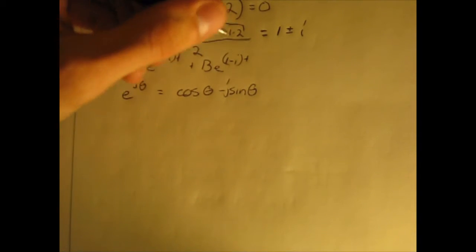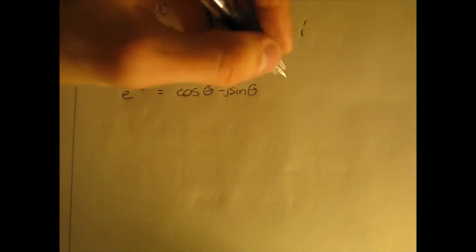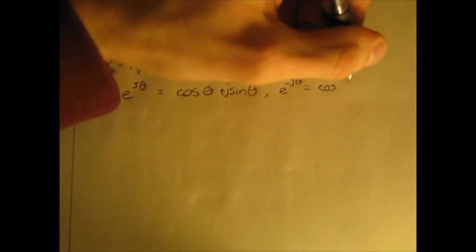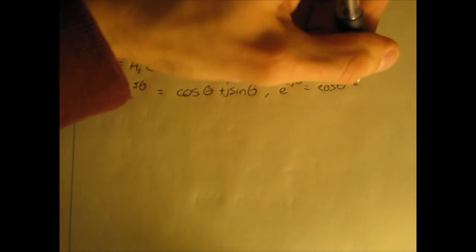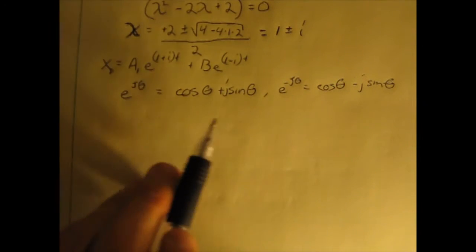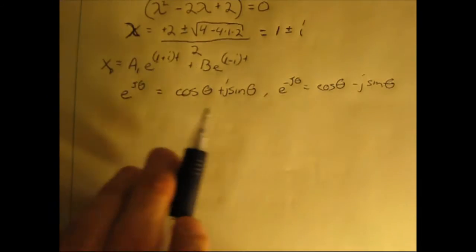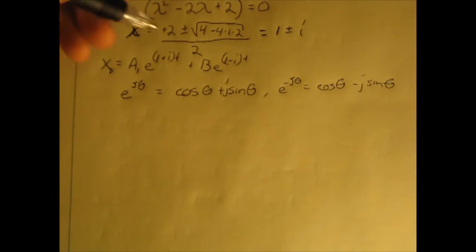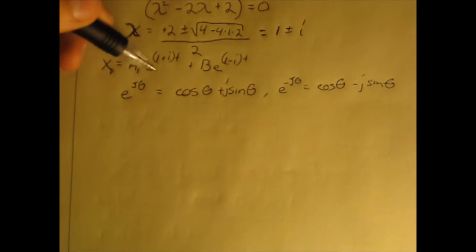This is j sine theta. And then similarly for the negative, we have e to the negative j theta equals cosine theta minus j sine theta. So using these two identities, or formulas, we can go ahead and plug them into this part right here.